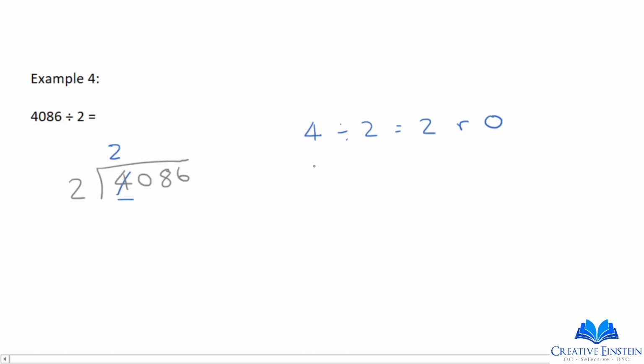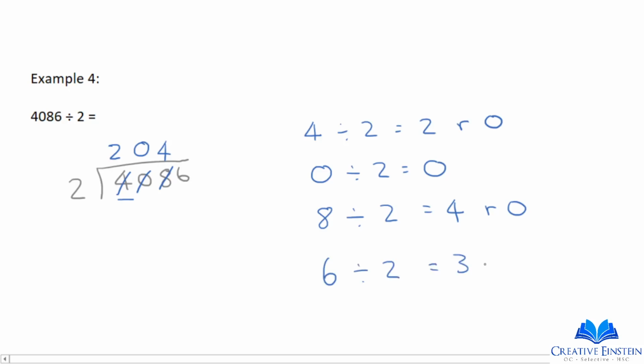Our next number is 0. 0 divided by 2 equals 0. So don't forget to write that 0. Cross that off. 8 divided by 2 equals 4, remainder 0. So 4, and we've used the 8 now. The last number that we need to work with is 6 divided by 2 equals 3, remainder 0. So 3, the answer is 2043.